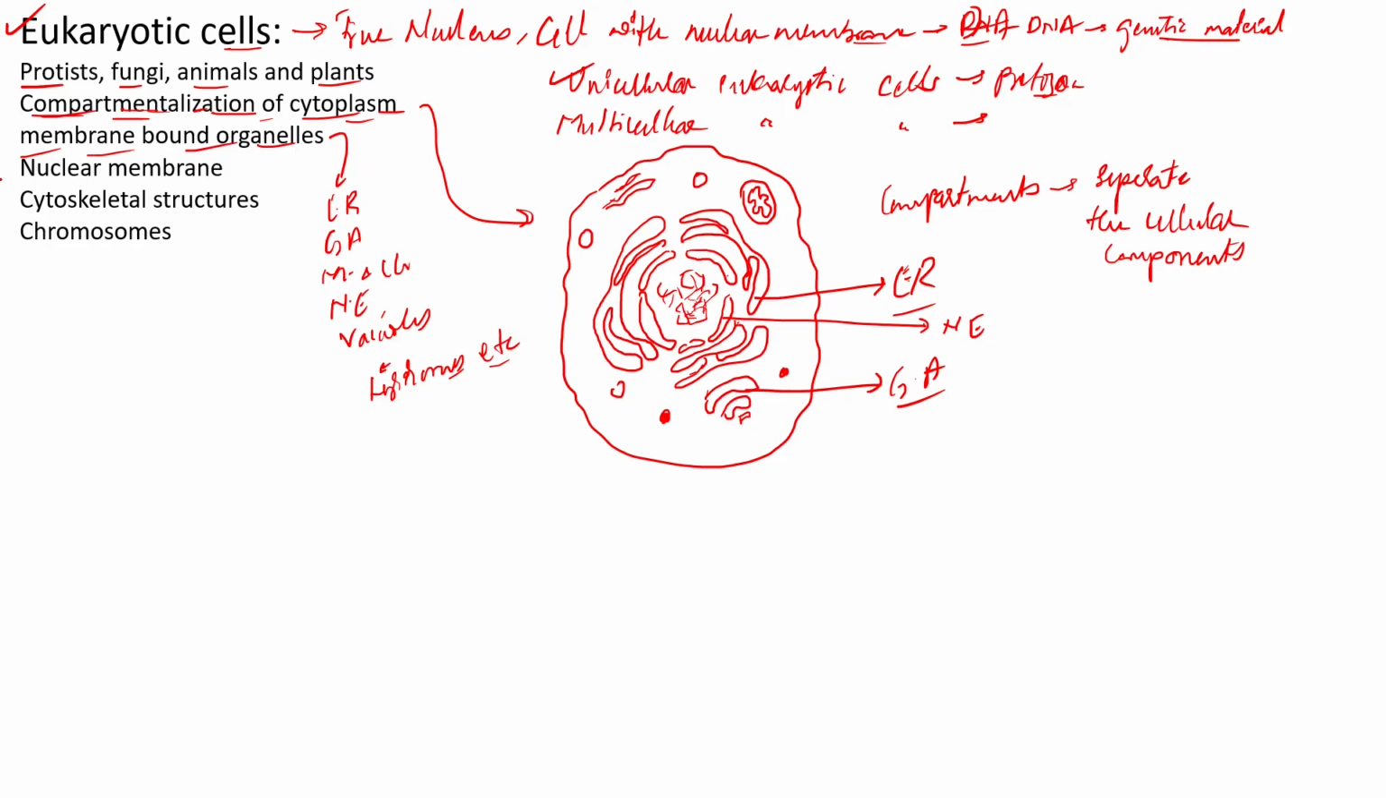Now you also find a nuclear membrane, and the main function of the nuclear membrane is to separate or isolate the DNA from the cytoplasm. That is the main function of the nuclear envelope. And also remember, the nuclear membrane is a double membrane structure.